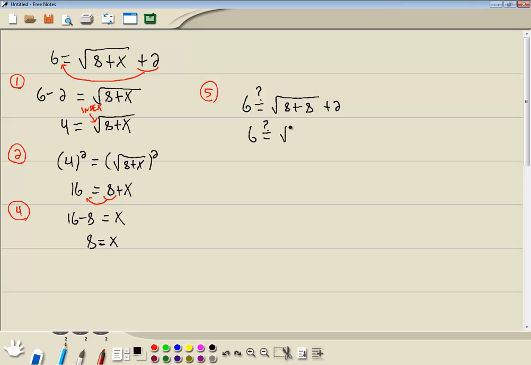8 plus 8 is 16, so we got the square root of 16 plus 2. So we got 6, the square root of 16 is 4, plus 2. And 4 plus 2 is 6. So 6 equals 6, that checks. So x equals 8 is our answer.